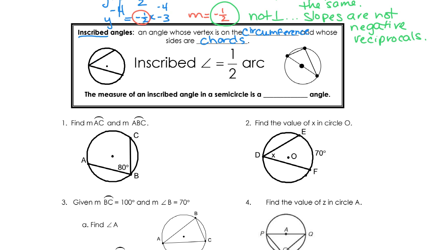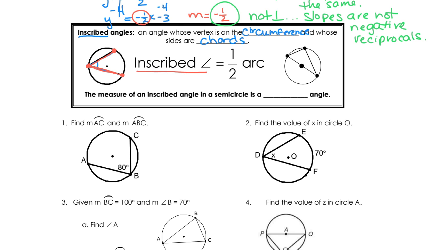All right, so you can see an angle inside of our circle here. If we trace out the sides there, the vertex is on the edge or the circumference of the circle. And this line segment here is a chord because its endpoints are on the edges of the circle. And this is also a chord. All right, and that makes an inscribed angle.